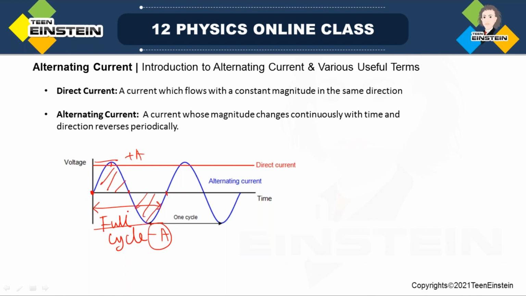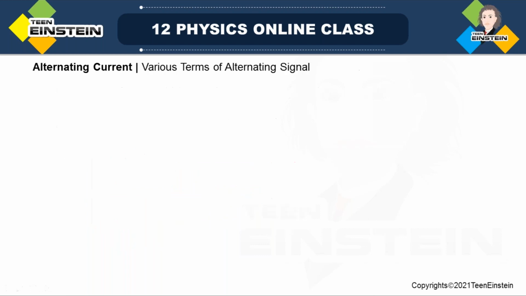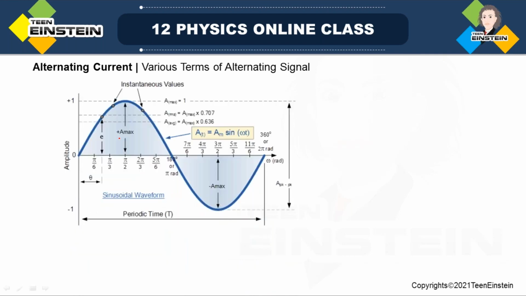So we'll learn a few more terms in the next slide. Let us go there and see. So we'll be learning various terms of alternating signal over here. I hope you are able to see my screen properly. We'll be defining here a few terms of AC signal. First term is instantaneous value.